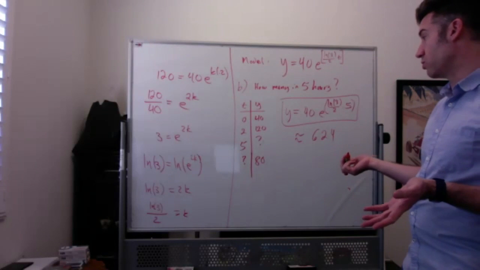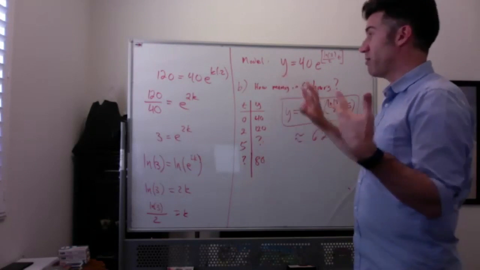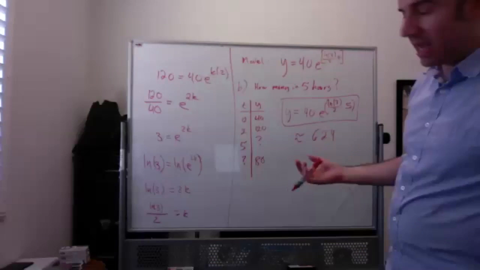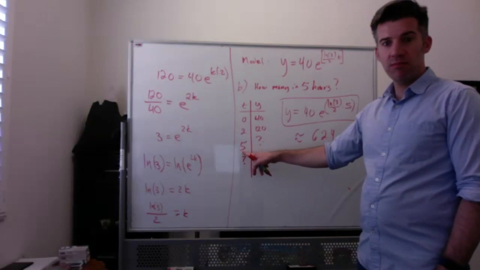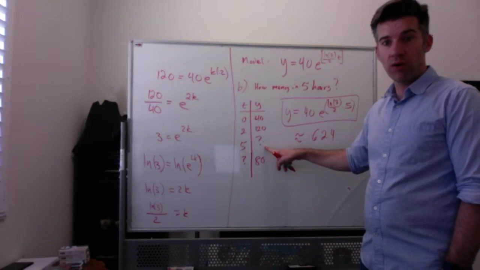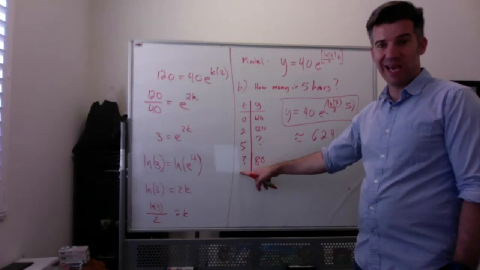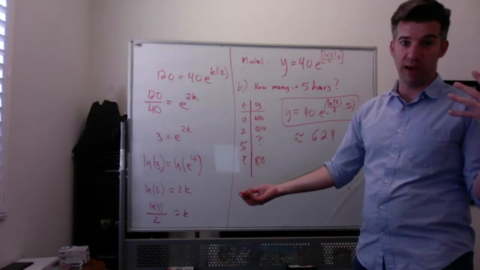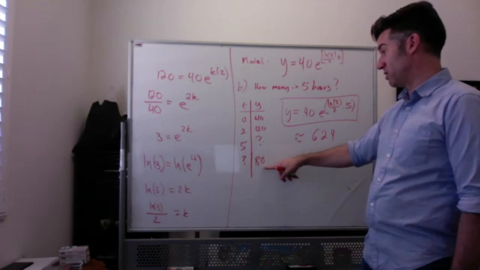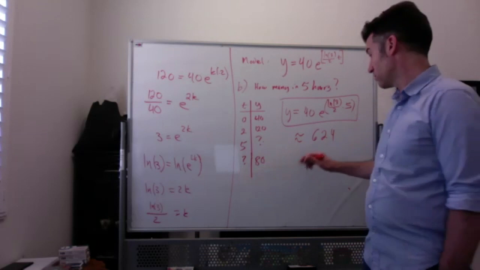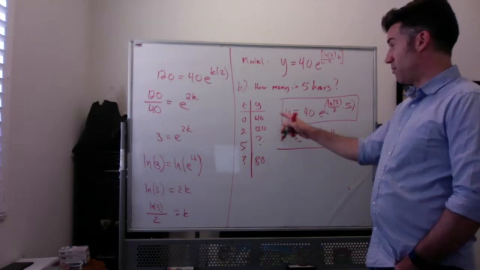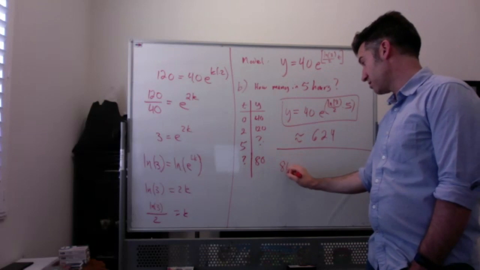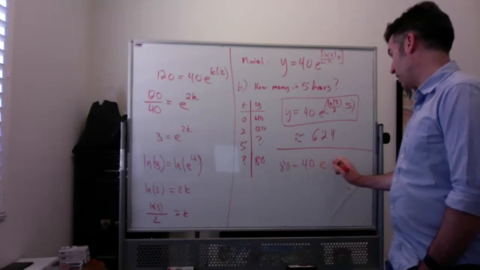The other thing that I want to mention is, once we have the model, there's only really 2 kinds of questions we can ask. I can ask you, when it's this time, how much stuff do I have? Or when we have this much stuff, what time is it? Those are the only things I can really ask. So in this question, I'm saying I have this much stuff. I want to know what time it is. So in my model, y equals c e to the kt, I'm setting y equal to 80, and I'm trying to solve for time.